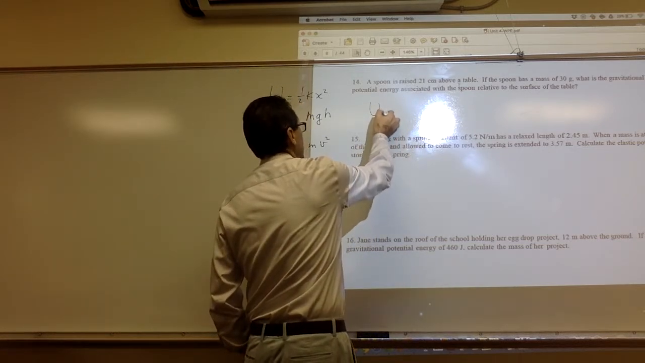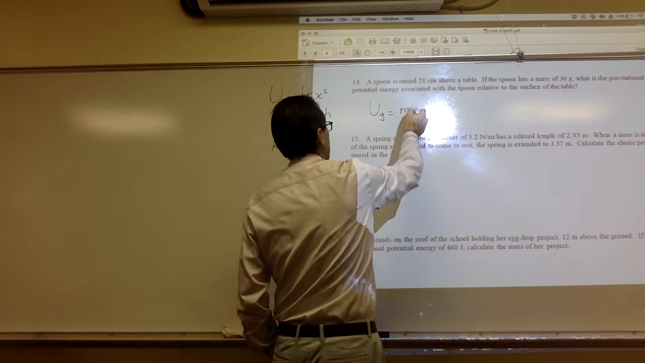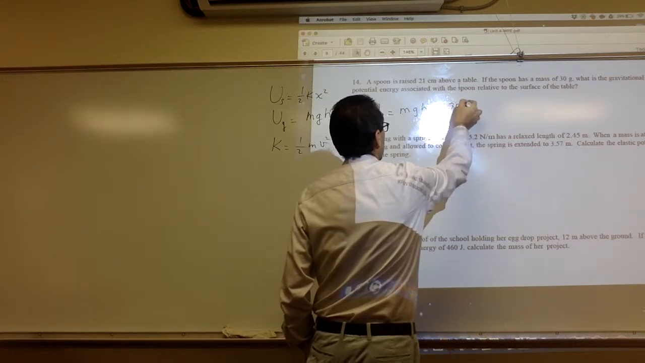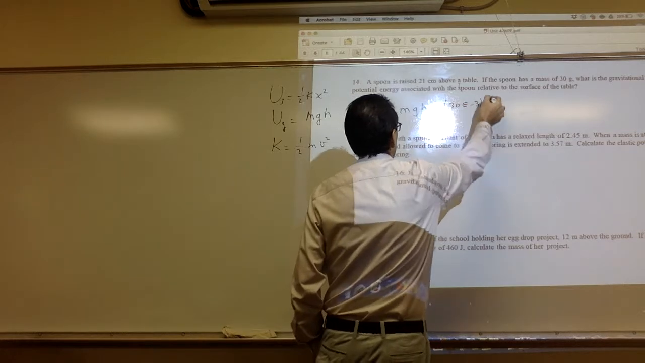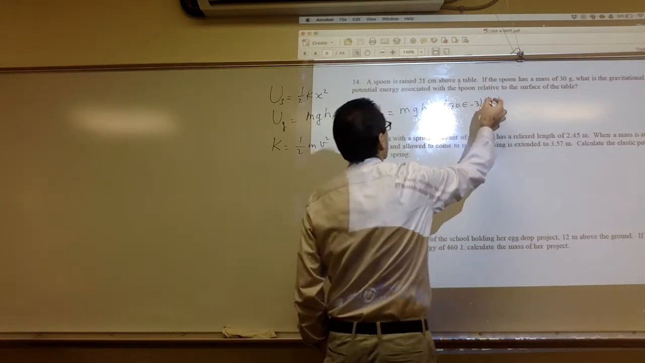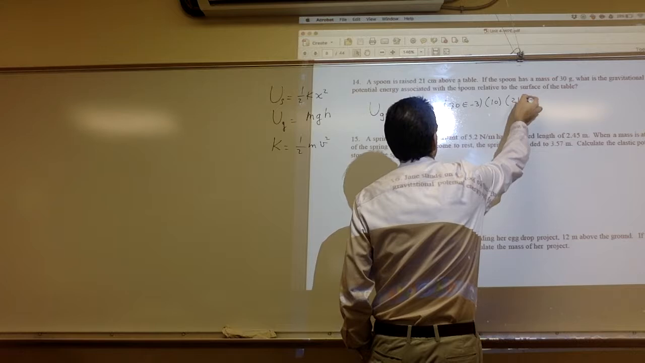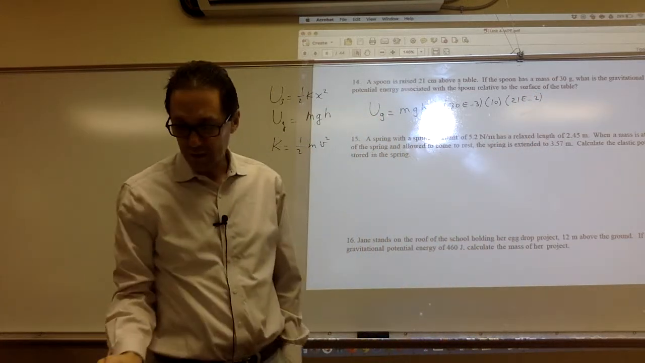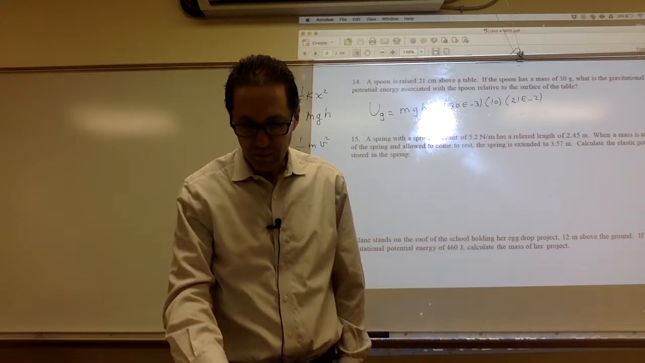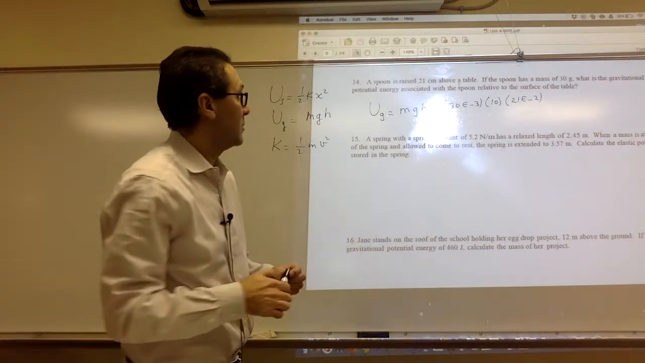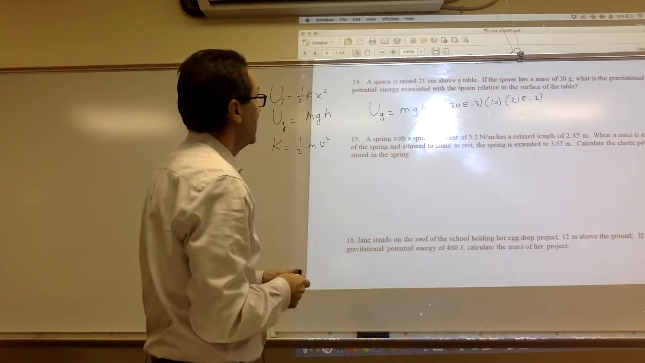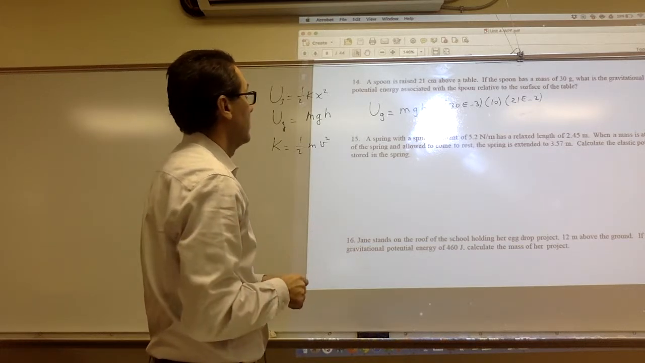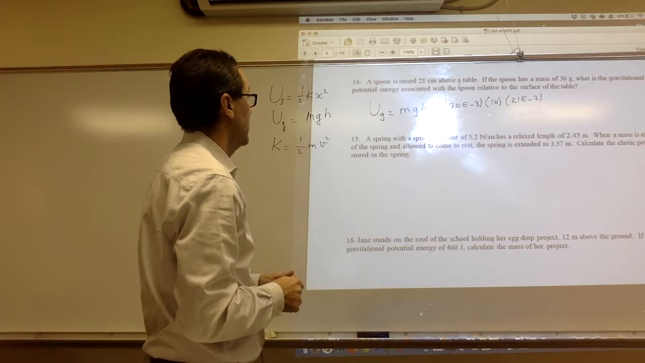The only problem is you have to be careful with your units. So you have to change the mass to 30 times 10 to the negative 3. We're going to go with 10 for the acceleration of gravity, and the height is 21 times 10 to the negative 2. And you should get an answer of 0.063, which actually makes sense because it's a light spoon and you don't have to raise it very high, so you don't need a lot of work to do that.